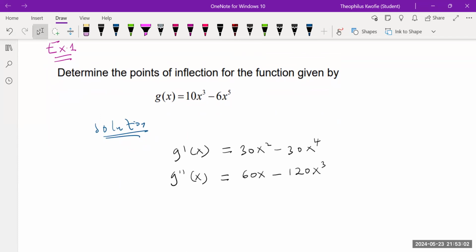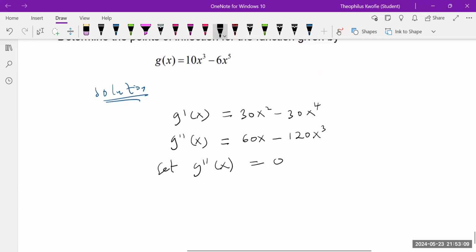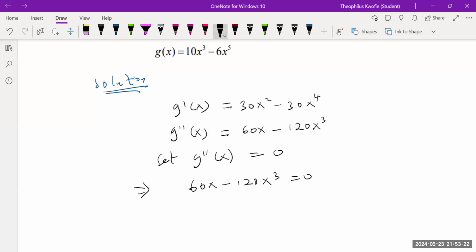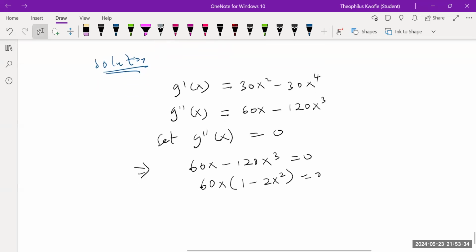So we set the second derivative to 0. This implies we have 60x minus 120x to the power 3 being set to 0. At this point, we can factor out 60x, and that should give us 1 minus 2x to the power of 2, equal to 0. Now we're going to have x equal to 0 as one solution.